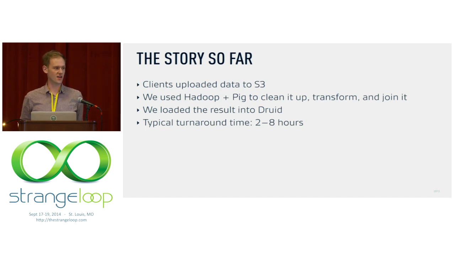The way that we did things back in those days, which was maybe 2 years ago, is our clients uploaded data to S3. Our service all runs in the Amazon cloud. And we use Hadoop and Pig to clean it up, transform it, and join it. By joining it, I mean that our data is mostly ad tech data, so we have impressions and clicks, and we want to correlate those to figure out things like click-through rate. After running those MapReduce jobs, we load the result into Druid. The typical turnaround time for that whole process is 2 to 8 hours after the event occurs. And from that point, it's available for the sort of arbitrary slice and dice analytics Fangjin was talking about.